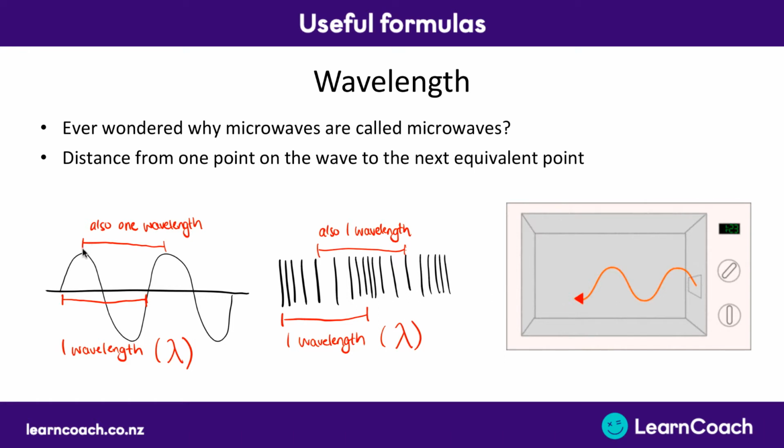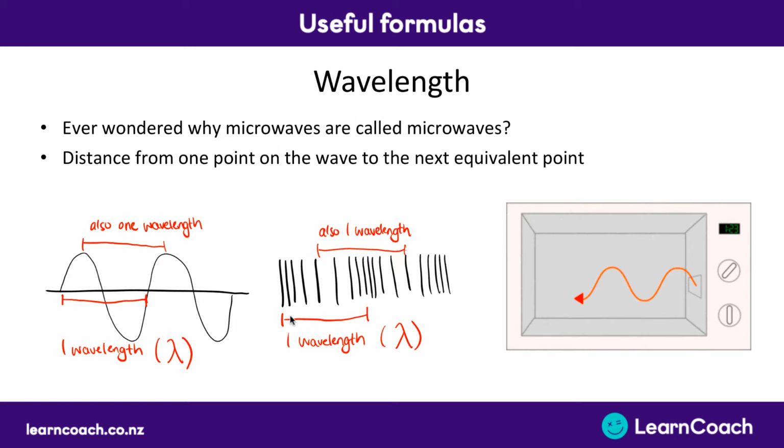One wavelength is the distance from one point on the wave to the next equivalent point. And by equivalent, we mean similar. So on this transverse wave, we take one point in the wave, such as this crest, then we measure the distance to the next similar point, so the next crest. This is one wavelength. We can also measure it from one trough to the next trough, or from the middle position before a crest to the next middle position before a crest. They're all going to be the same distance. So one wavelength is the distance from one point on the wave to the next similar point.